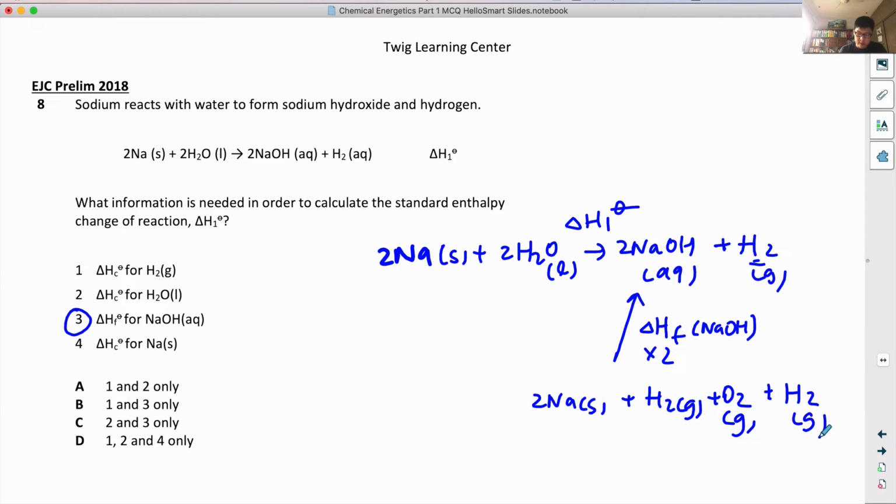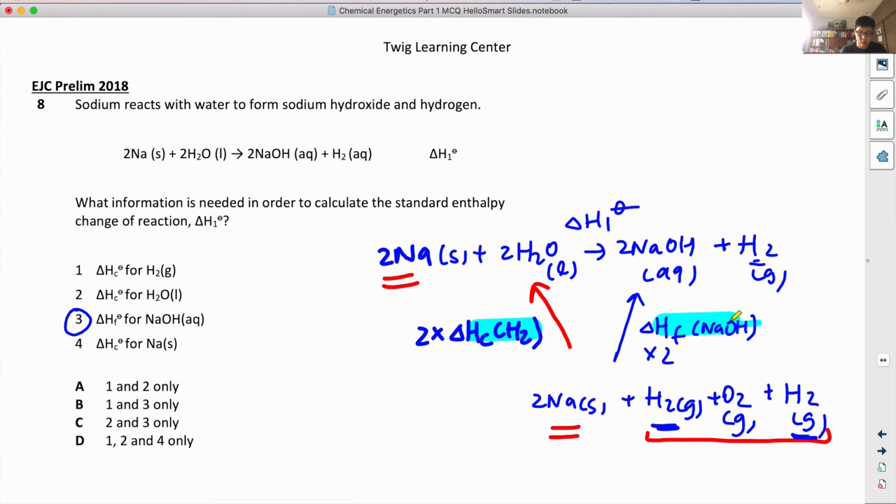If you look at the left hand side now, you can see that the sodium here and the sodium here are the same. So actually nothing is really happening. What is really happening is the 2 hydrogen molecules and 1 oxygen molecule are becoming water. So this in fact is the combustion of hydrogen. But since I'm combusting 2 moles of hydrogen, of course I must multiply by 2. So for this question, I need the combustion of hydrogen and the formation of sodium hydroxide.